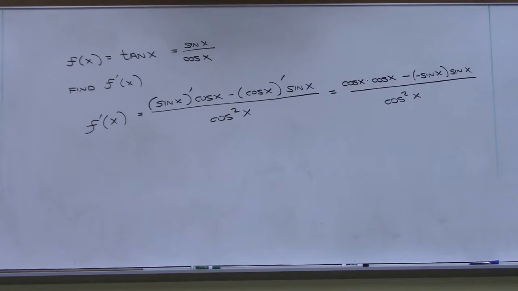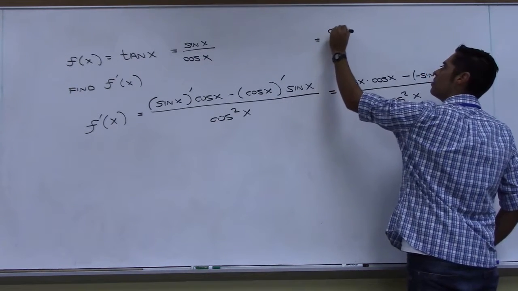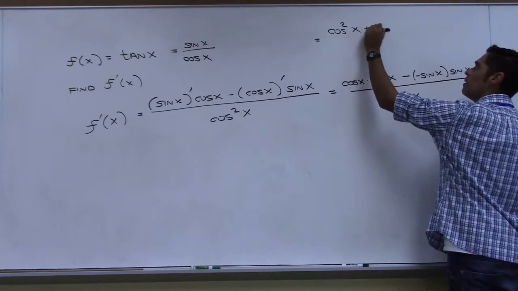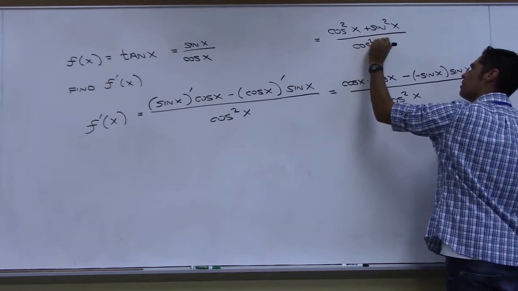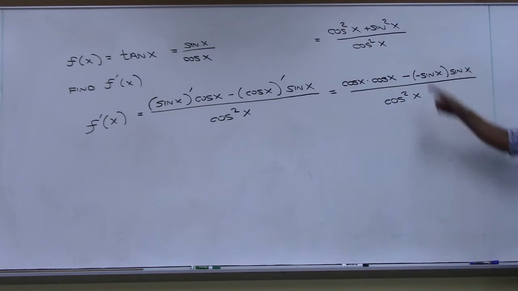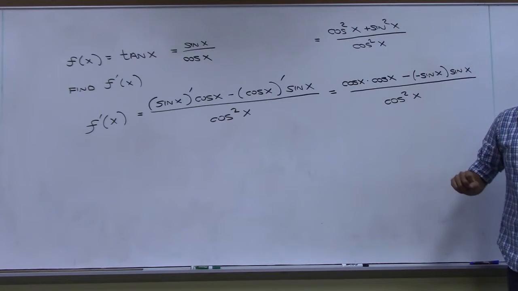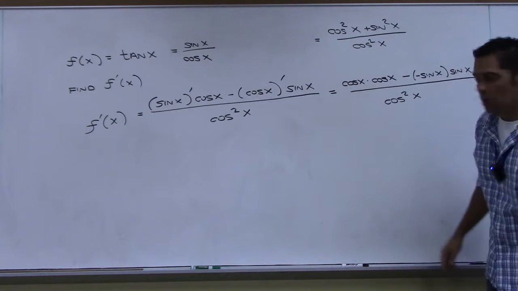You'll see what happens up there? What does that negative and negative do? It becomes a plus. So this is the same as cosine squared x plus sine squared x, over cosine squared x. What is this? That's 1. That's the Pythagorean identity from pre-cal. So the top is equal to 1, right?